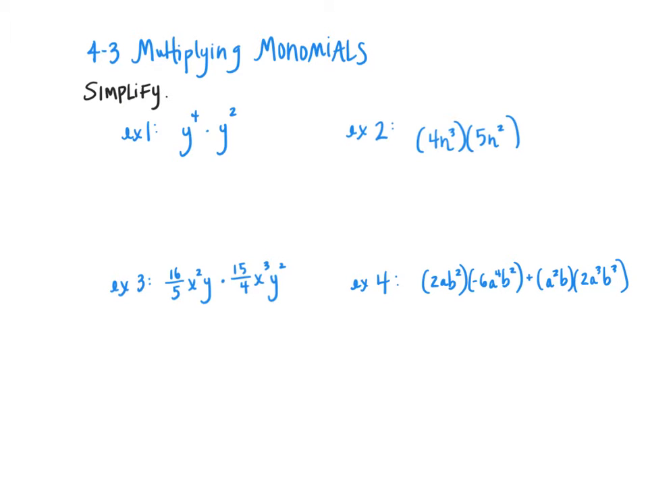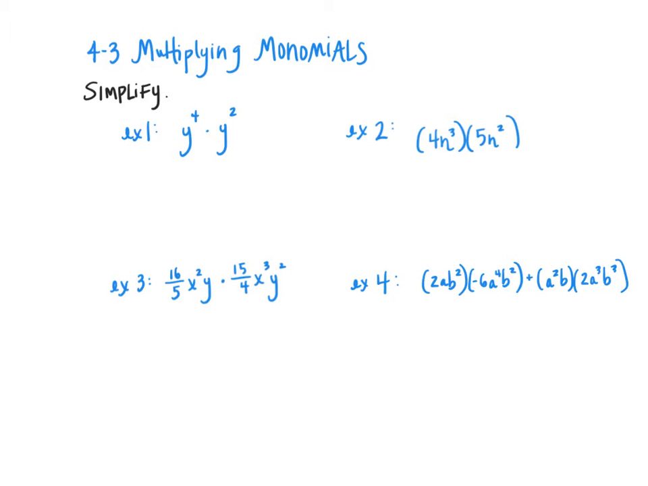Today we're going to look at multiplying monomials. Remember, a monomial, think of it as one term. So in example 1, we are multiplying a monomial y to the 4th times another monomial y to the 2nd.